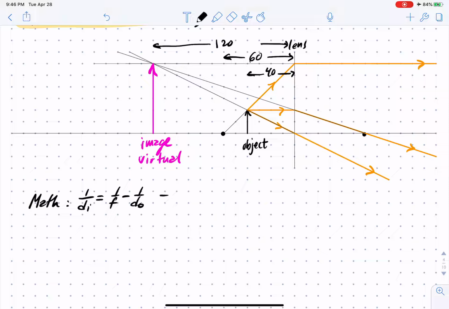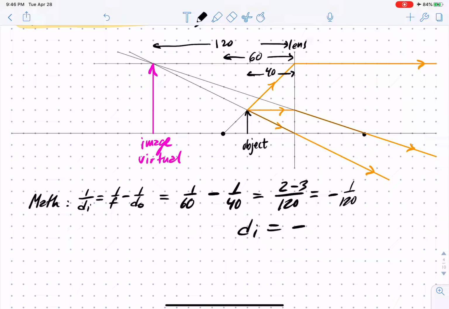So let's try calculating this. The focal length, well, we know what the focal length is, it's 60. And the object distance is 40. So we can see where the issue is here. If we get a common denominator, this implies that the image distance is minus 120 centimeters. So this is nice. It tells us we actually get this 120 quite easily.